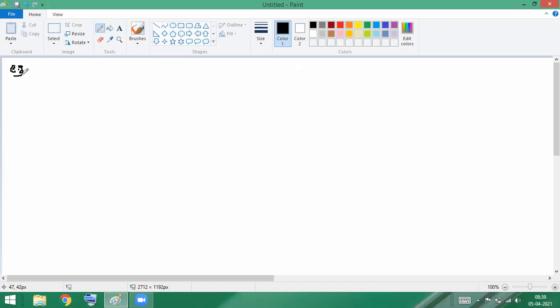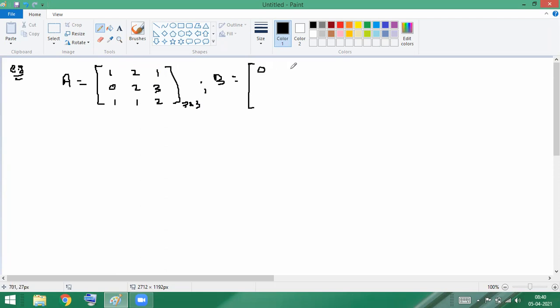Now take the third example here. Let's assume that the A matrix is equal to [1 2 1; 0 2 3; 1 1 2], which is 3 cross 3, and the B matrix is equal to [0 2 2; 1 2 1; 1 1 1]. Now we have to find out A cross B, or AB.